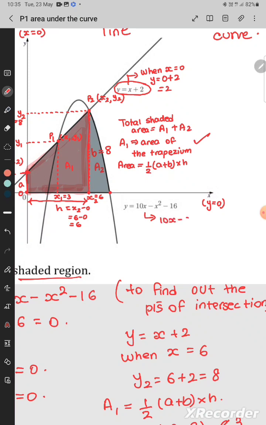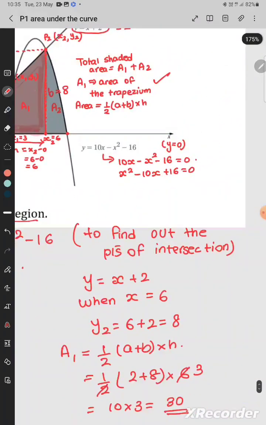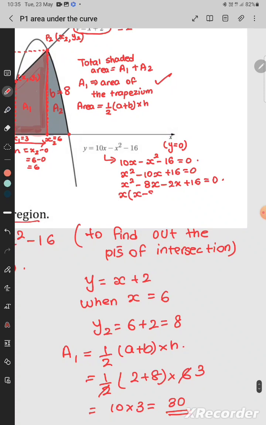So 10x minus x squared minus 16 equal to 0. I'm bringing all terms to one side. So x squared minus 10x plus 16 equal to 0. Again I can solve it using middle term. So x squared minus 8x minus 2x plus 16 equal to 0. So x bracket x minus 8 minus 2 bracket x minus 8. So x minus 2 and x minus 8 are the two factors. So one x coordinate is 2 and the other one is 8.